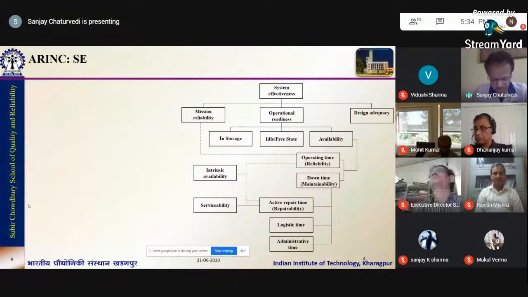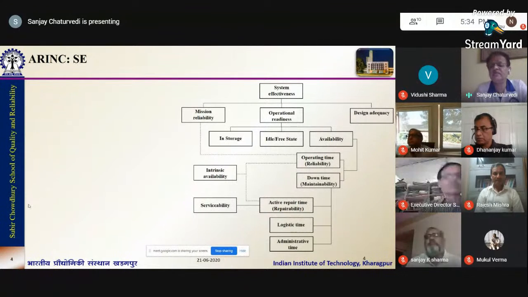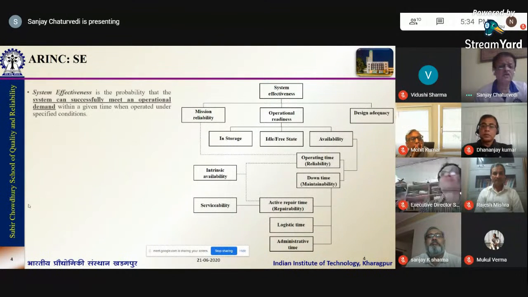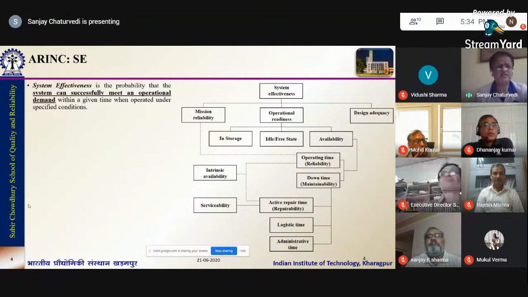System effectiveness is also measured in terms of probability. It becomes a probabilistic measure because it is dealing with various uncertainties. Mathematically, it can be a product of three components: mission reliability, operational readiness, and design adequacy. So this is, you can say, the definition: the system can successfully meet an operational demand. Then this becomes system effectiveness.